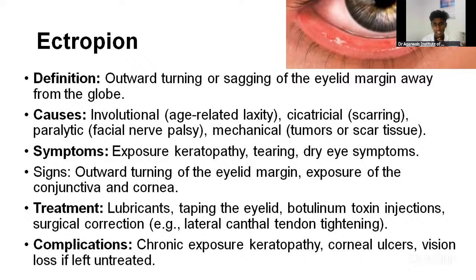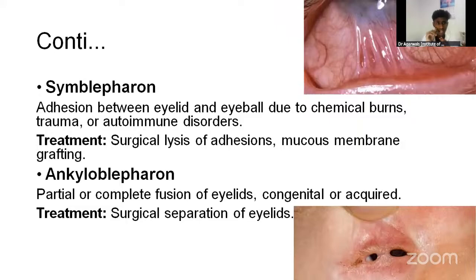Treatment: lubricants, taping of the eyelid, botulinum toxin injections, surgical corrections. Example: lateral canthal tendon tightening. Complications are chronic exposure keratopathy, corneal ulceration, vision loss if left untreated. Next is symblepharon. Adhesion between the eyelid and eyeball due to chemical burns, trauma, or autoimmune disorders. The treatments are surgical lysis of adhesion, mucous membrane grafting. Ankyloblepharon, partial or complete fusion of the eyelids, congenital or acquired. Treatment is surgical separation of the eyelids.